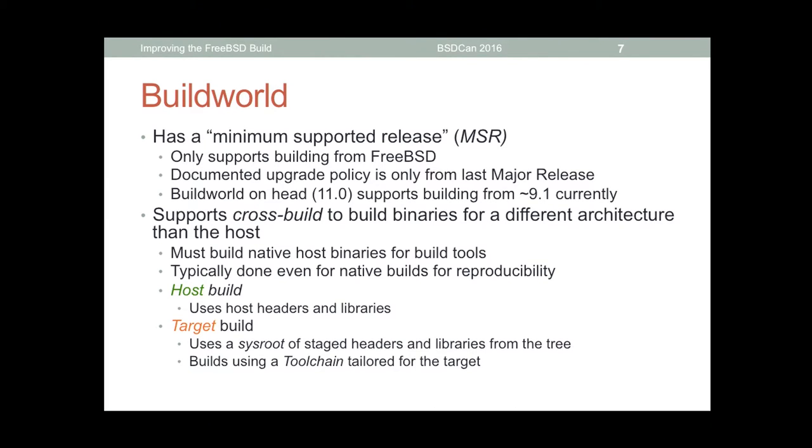For the target build, it's building what's called a sysroot, where we stage all of the headers and libraries that need to be used to build the target binaries into a staging directory. And then anytime you do a linking or you're searching for headers from the compiler, you look in that sysroot for the libraries and headers, as opposed to the host system libraries and headers. And this is used even if you're not doing a cross build, because you want to build with the new headers and new libraries as opposed to what you have on your host system.